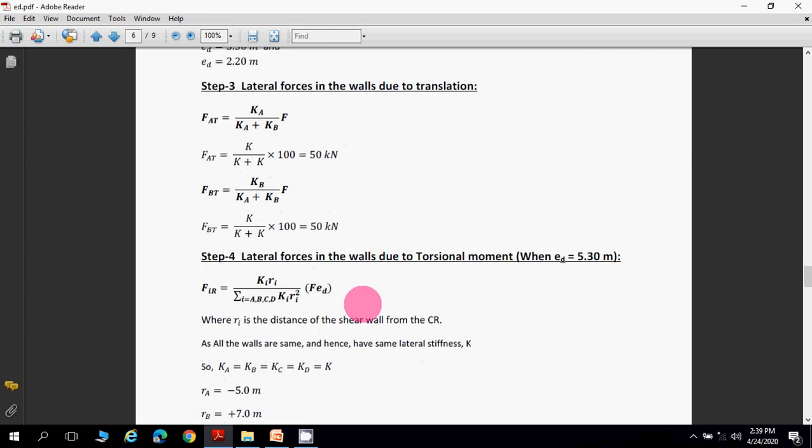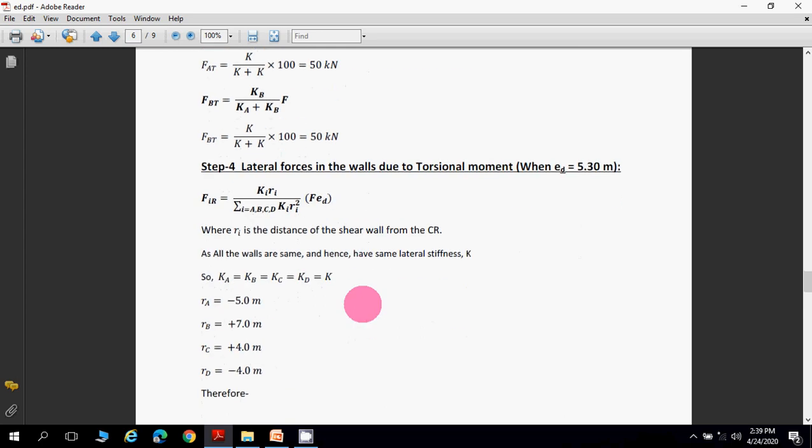Then we have to calculate the lateral forces in the walls due to torsional movement when ED equals 5.30 meter, because we have two values of design eccentricity, one is 5.30 meter and one is 2.20 meter. So we have to calculate the lateral force in the wall due to torsional movement when ED is 5.30 meter and when ED is 2.20 meter.